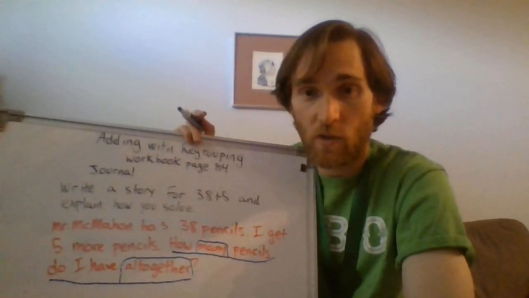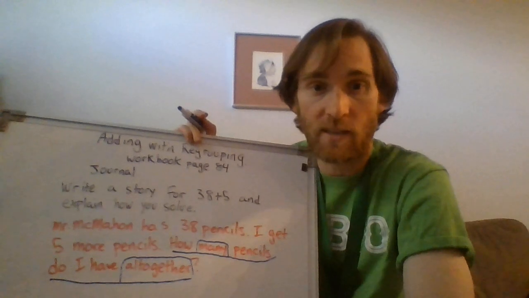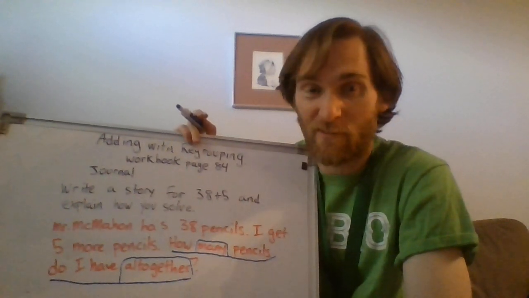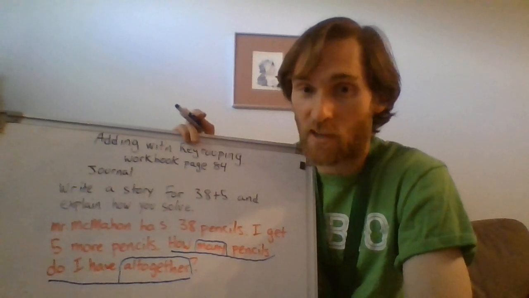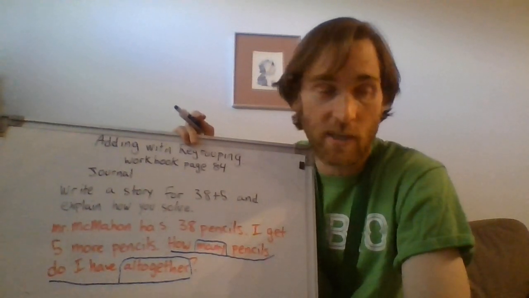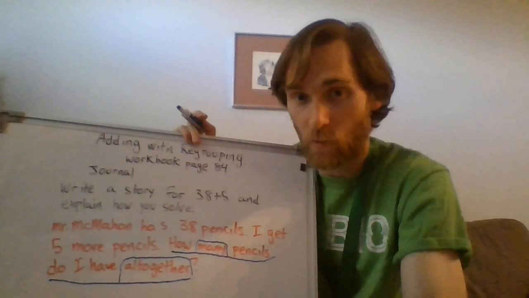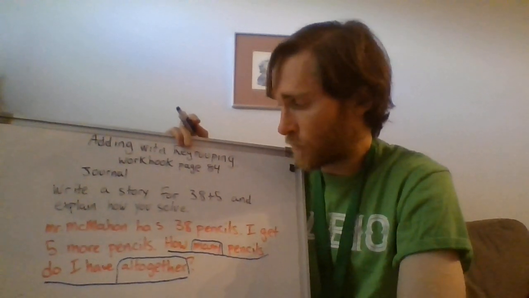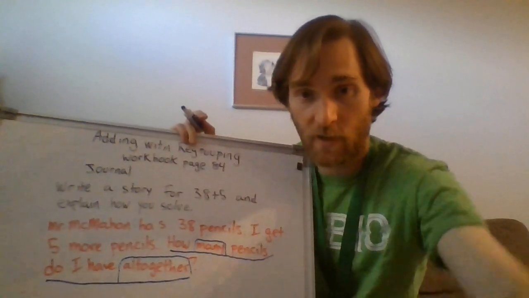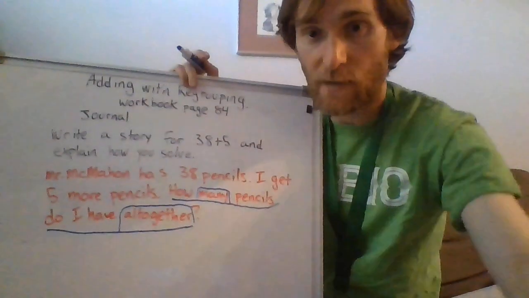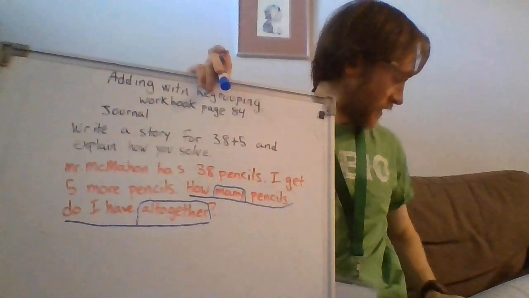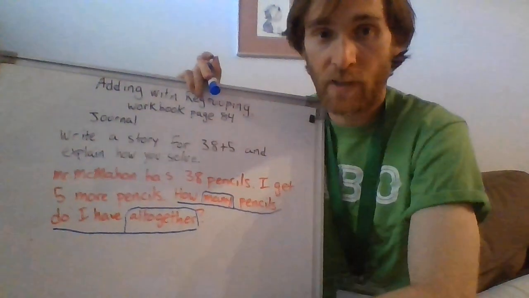So my friends, you can do this at home. You can come up with many different ways. You could have someone have 38 dogs and then they get 5 more. Someone had 38 dogs and they get 5 more. 38 books and then they get 5 more books. Whatever you want to come up with. So I have written a story, then I'm going to solve it. So I would have to solve 38 plus 5 and then explain how I solved 38 plus 5.